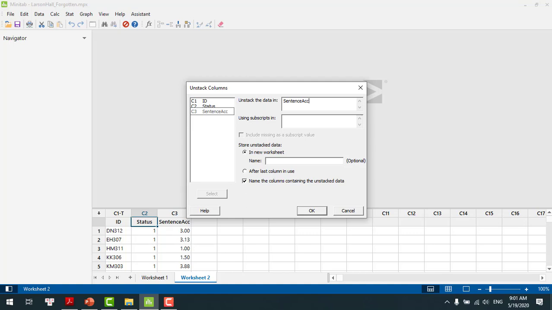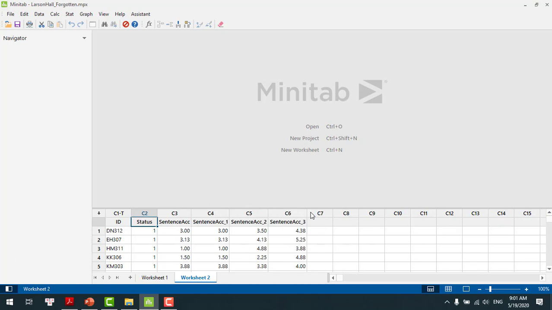So we go Data, Unstack Columns, and what we're going to do then is we're going to take the sentence accent. Okay, this is what we're going to be measuring. We're going to see if there's a difference in accent among these three groups. And we're going to use the subscripts in status, and we want them after the column in use. So we add that there, and we get the three groups.